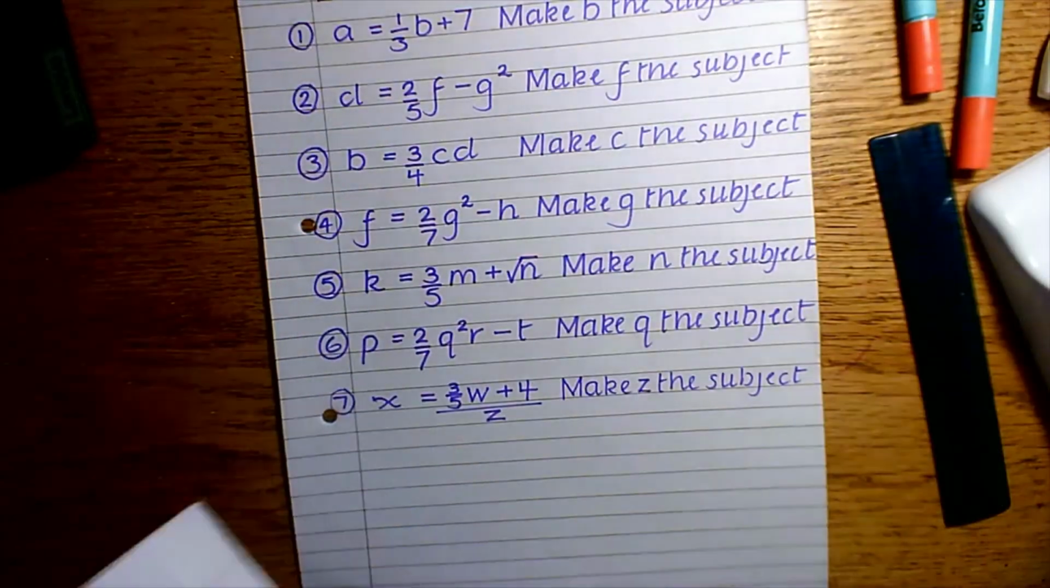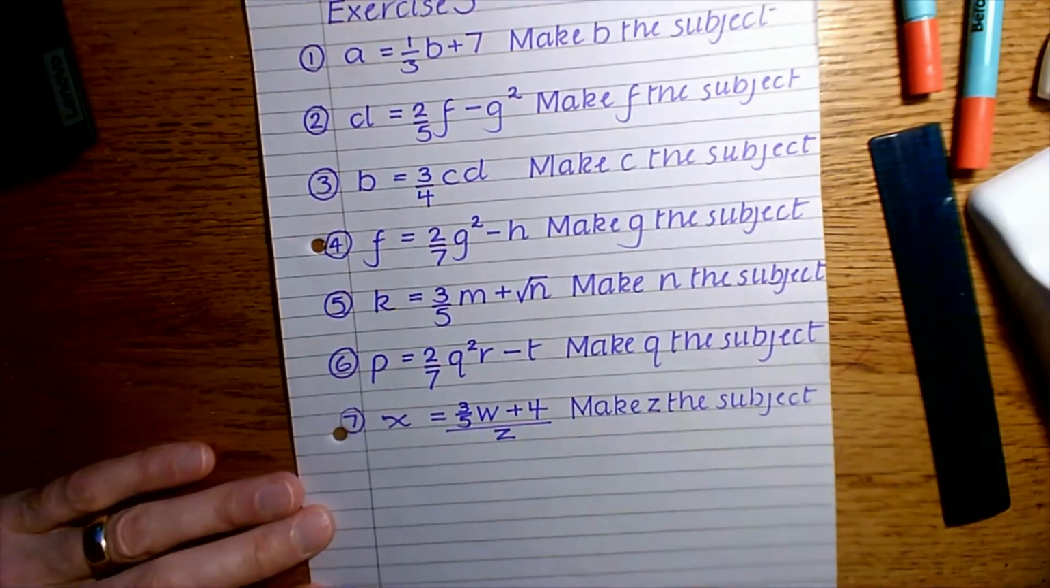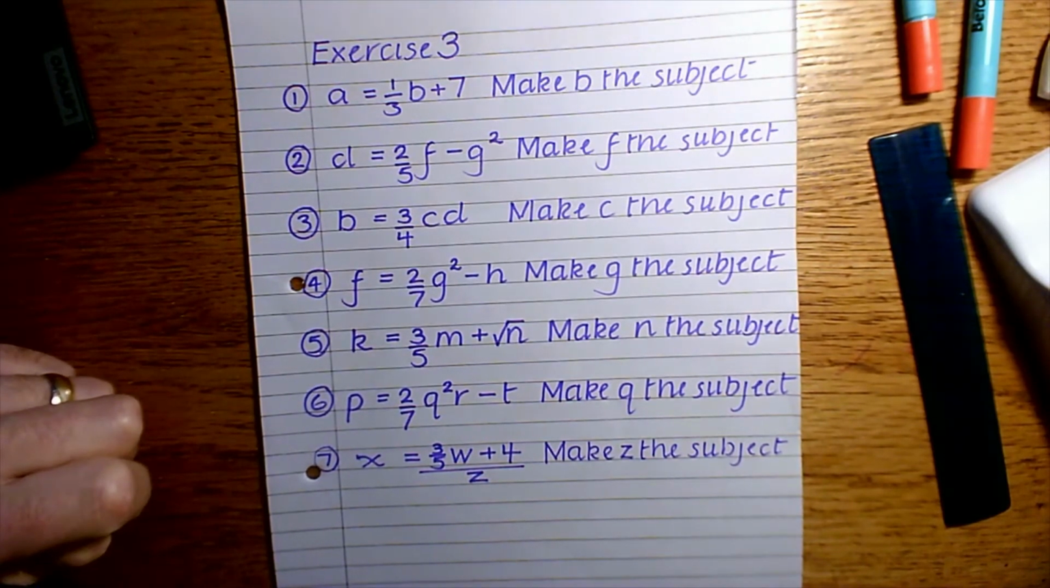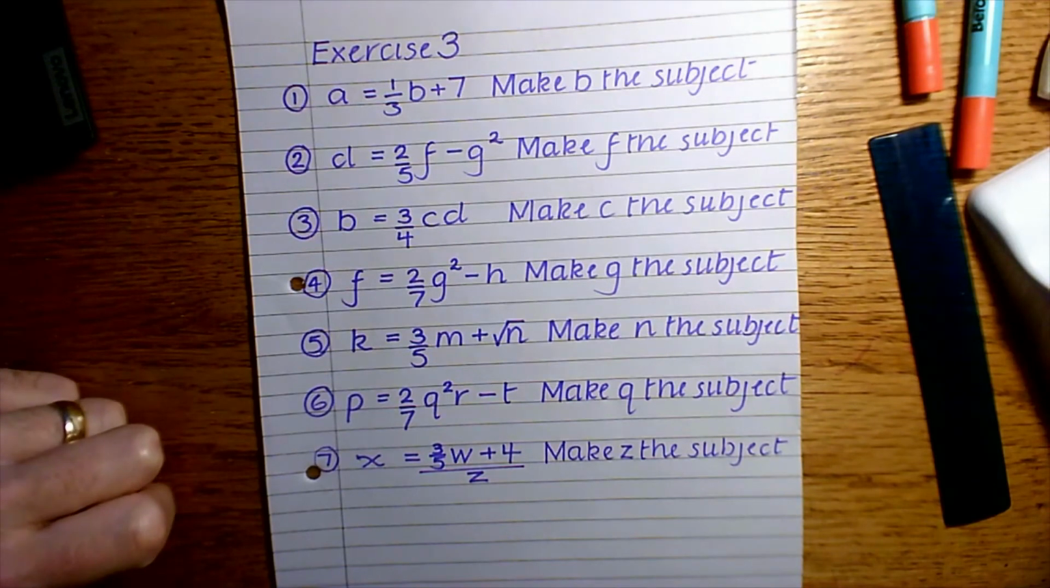So guess what? There's an exercise now, exercise 3, with some examples with fractions for you to go through. So remember, turn it round, get rid of the fraction by multiplying. Pause the video here and I'll go through the answers with you once you've done them.